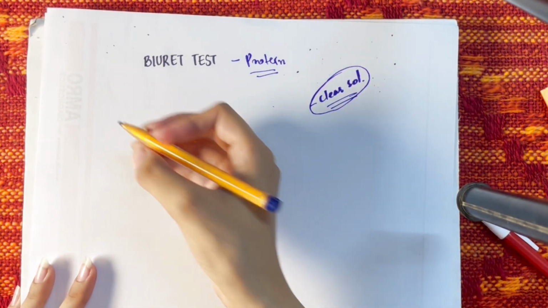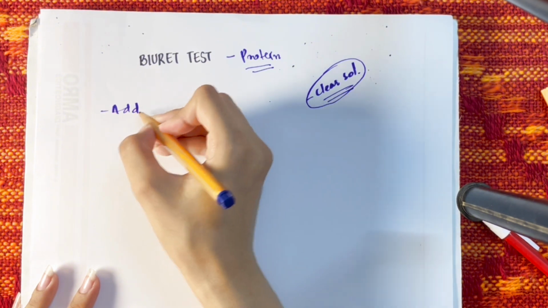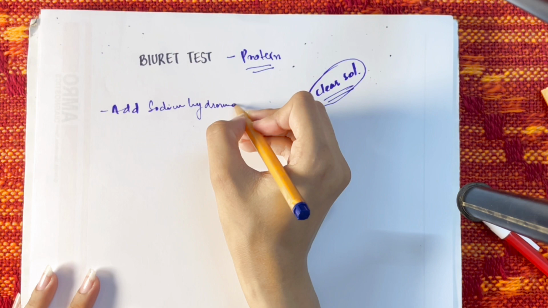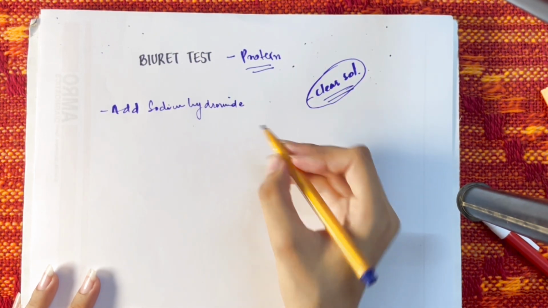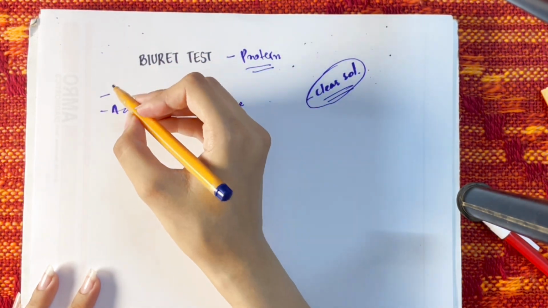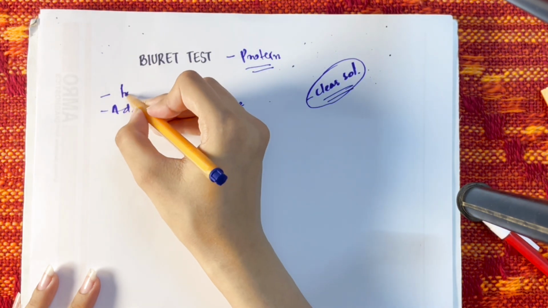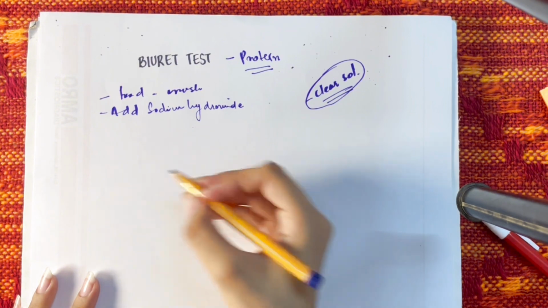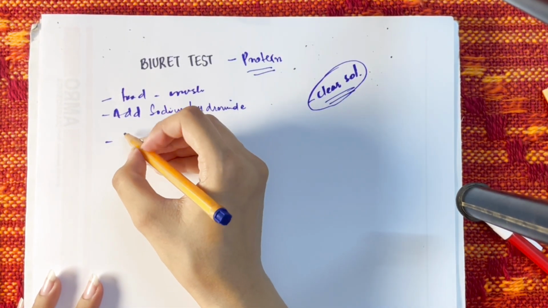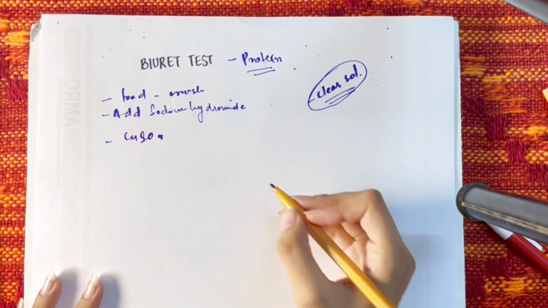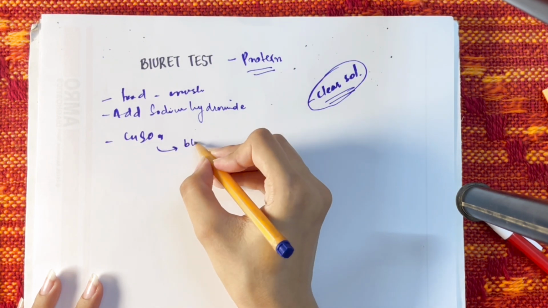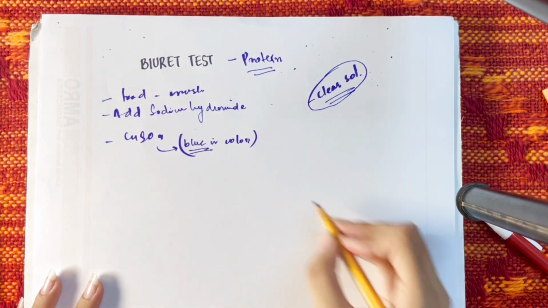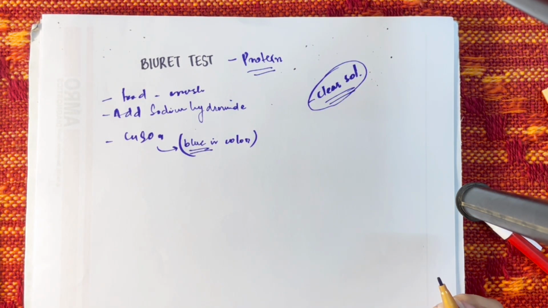So what happens in the biuret test? We add sodium hydroxide first into the crushed item. Again, we take any food item and crush it, and then we add sodium hydroxide. The third thing that we add is the copper sulfate. We have seen copper sulfate very commonly in the laboratory. Copper sulfate is blue in color.